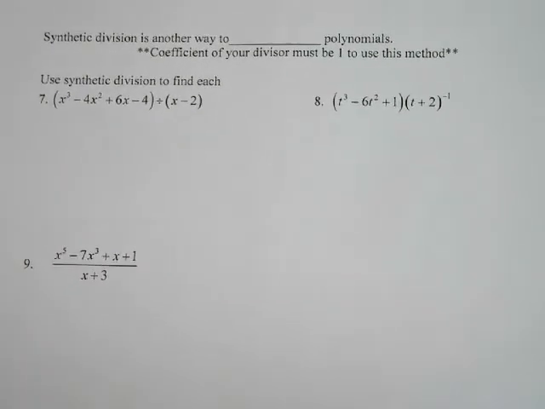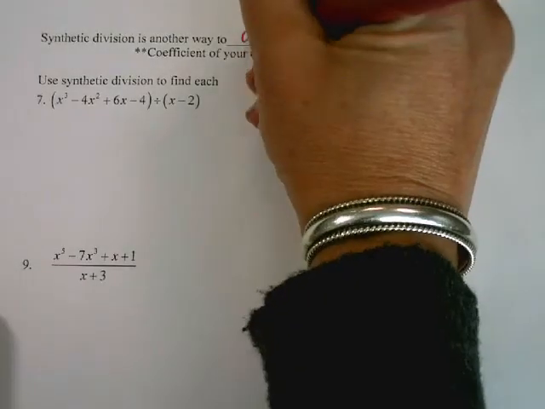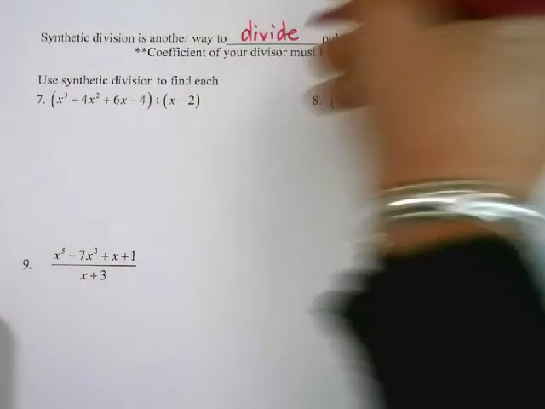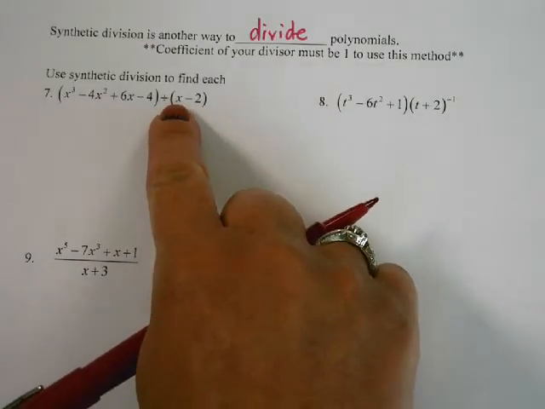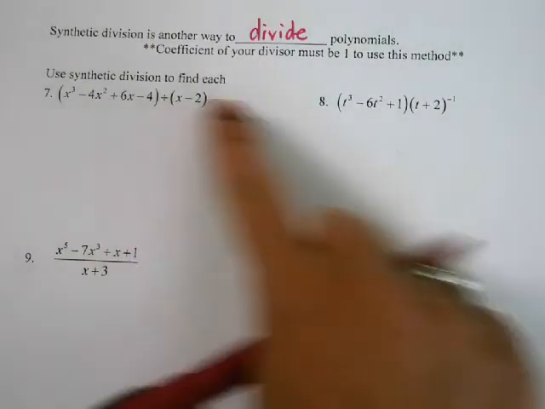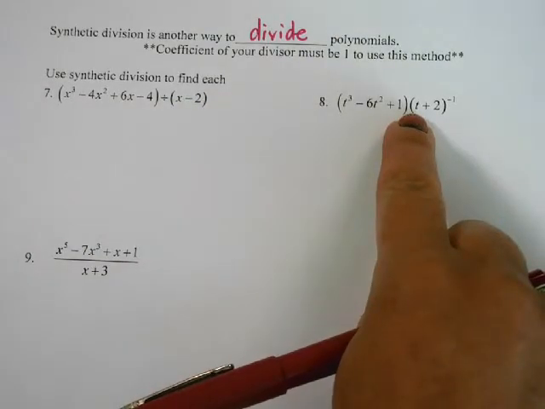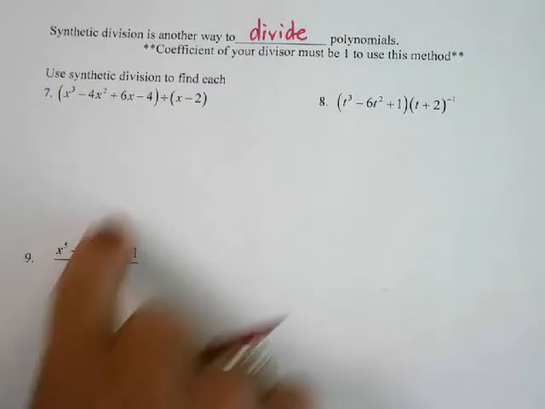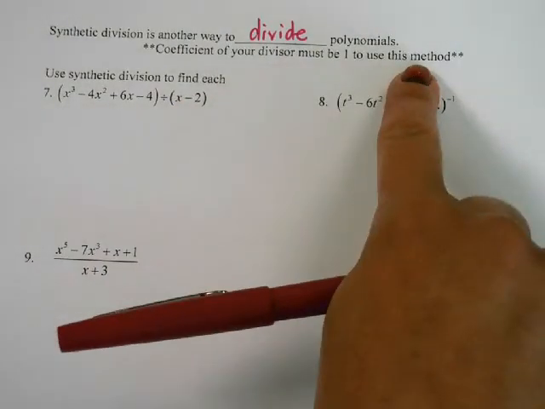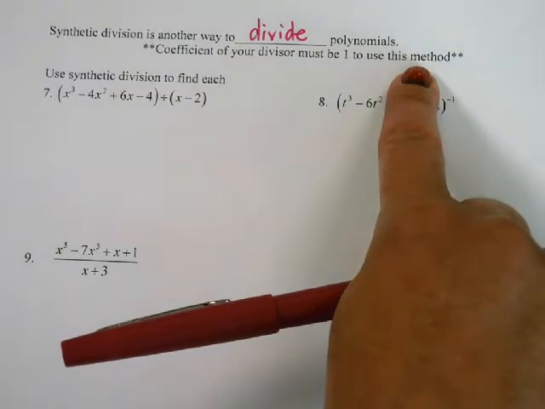So, synthetic division is another way to divide polynomials. The coefficient of your divisor must be 1 to use this method. Okay, what does that mean? The guy that you're dividing by, his coefficient has to be 1. Meaning, see this guy right here, he doesn't have a number in front of the x. And this guy right here doesn't have a number in front of the t. And this guy right here doesn't have a number in front of the x either. That coefficient has to be 1 in order to use synthetic division.